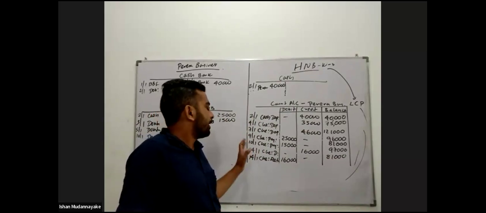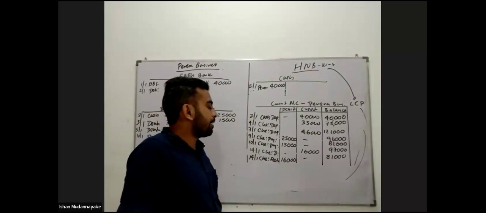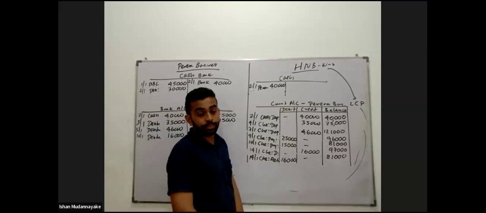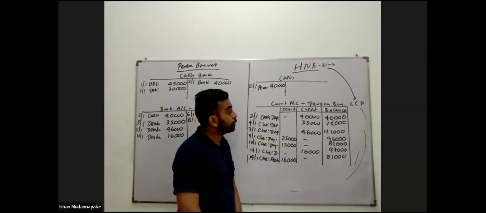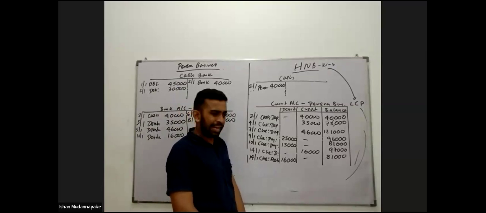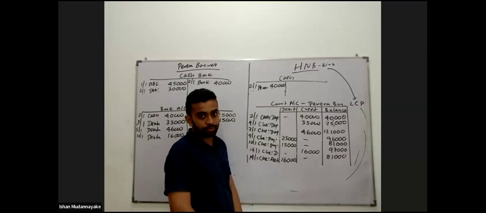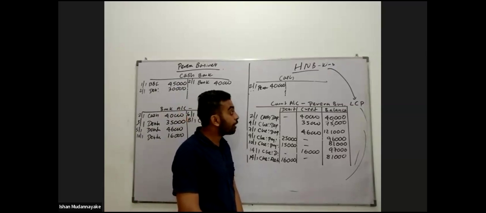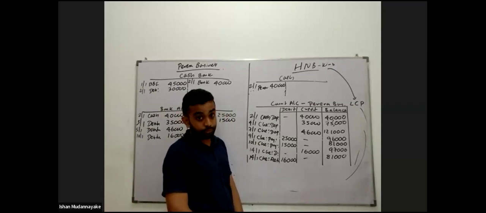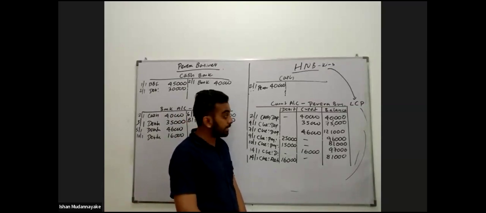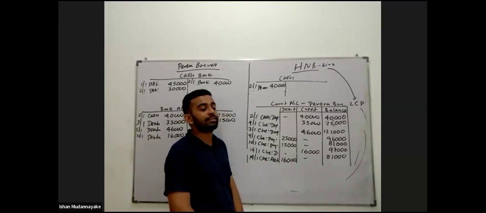A printed copy of this bank statement, bank account, is sent to the customer, to Pereira business, by HNB Bank at the end of the month. For January, in the first week of February, HNB Bank sends this copy to the business. HNB sends the printed copy of this bank account to the business. That is called the bank statement.